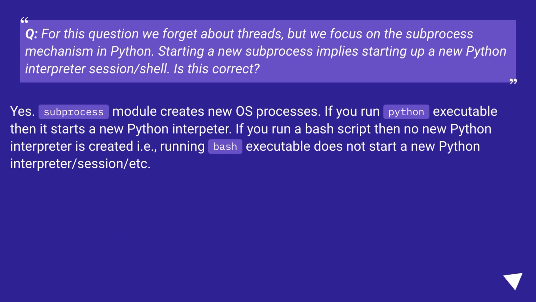Q. For this question we forget about threads, but we focus on the subprocess mechanism in Python. Starting a new subprocess implies starting up a new Python interpreter session/shell. Is this correct? Yes. Subprocess module creates new OS processes. If you run Python executable, then it starts a new Python interpreter. If you run a bash script, then no new Python interpreter is created, i.e., running bash executable does not start a new Python interpreter session etc.